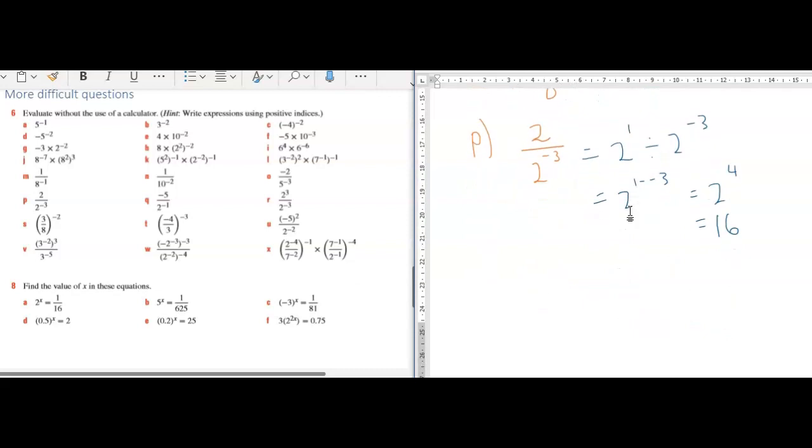Now, if you wanted to, you could do it a different way. Let me just cross that so we know it's separate. The 2 to the negative 3, we can bring up the top. So it's 2 to the power of positive 3. Now we've got the 1, so it's 2 to the power of 4. So pretty much the same thing, getting to the same spot, but just showing you it works that way.